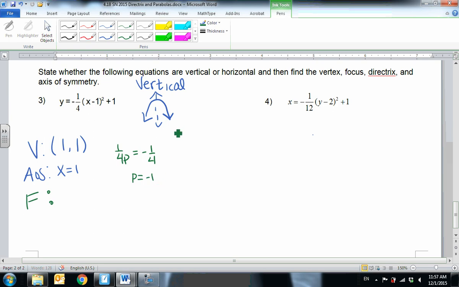So from my vertex, which direction am I going to go to get my focus? Look how it opens. It opens down. So we're going to go down 1. You see why it's important to have this little sketch to help you visualize it? Remember, your focus is always on the inside of your parabola. So if I go down 1 from my vertex, where's my focus going to be? 1, 0. Good. That's okay.